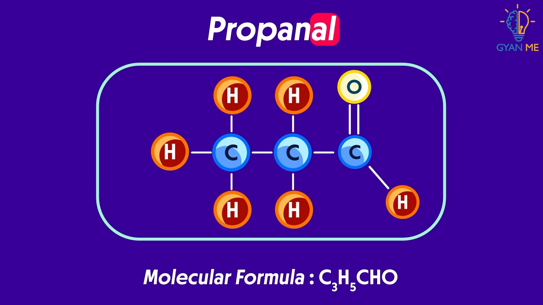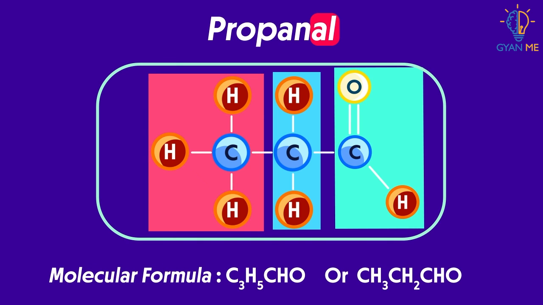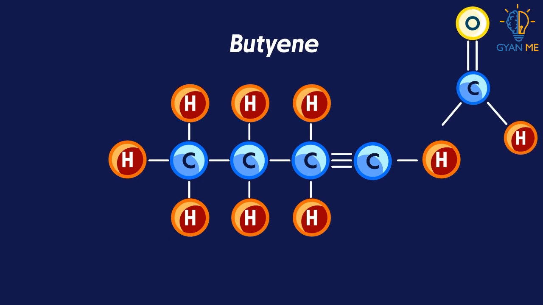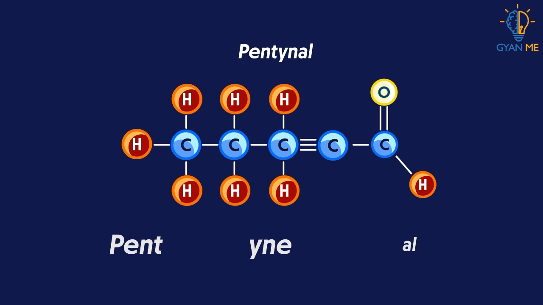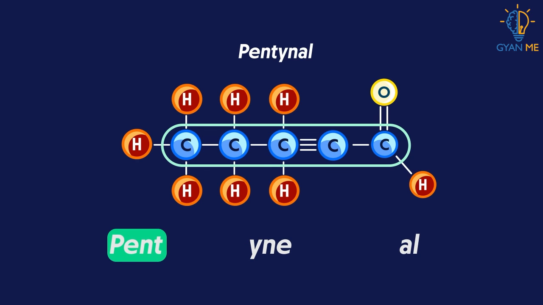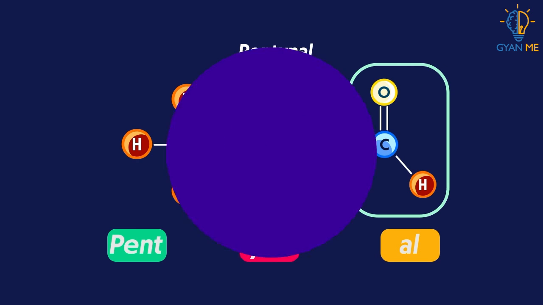Its molecular formula will be C3H5CHO, also written as CH3CH2CHO. Similarly, if we replace one hydrogen from butyne, we get pentynal or pent-yn-al. Pent means there are 5 carbons in the parent chain. Yn is for alkyne, that is, it has at least 1 carbon-carbon triple bond, and al for aldehyde functional group.